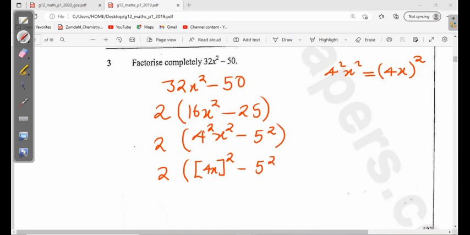Whenever you've got a number like a squared minus b squared, you can write this as (a minus b)(a plus b). This is called the difference of two squares.